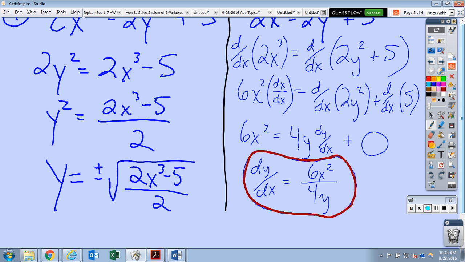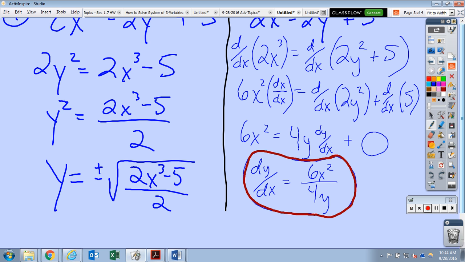Why can't you do it the other way around? Like, why couldn't you solve for the y side? Like, you take 6x divided by 4y, why don't you take 4y divided by 6x? You mean 6x squared divided by 4y? Yes. I divided both sides by 4y because I want to know dy dx, the rate of change of y with respect to x.